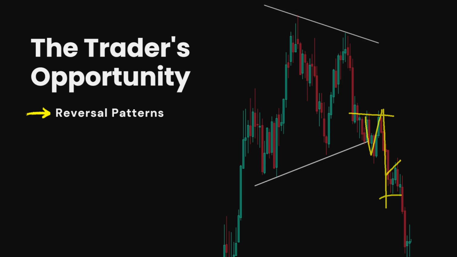We have another continuation here. Again, you see here a corrective phase, continuation pattern before we then continue. There are so many different ways to trade these patterns. And that's what makes the overall pattern trading so fascinating.